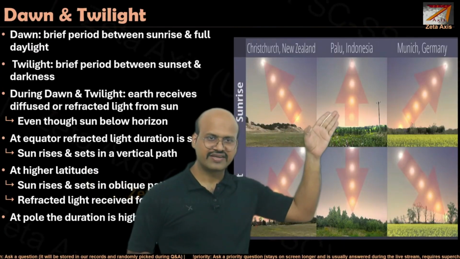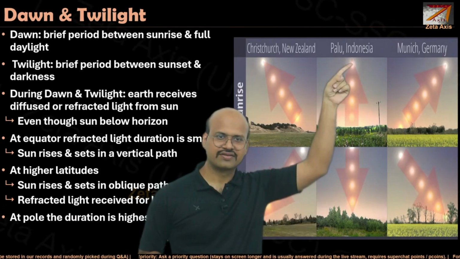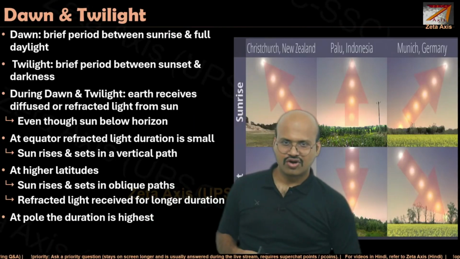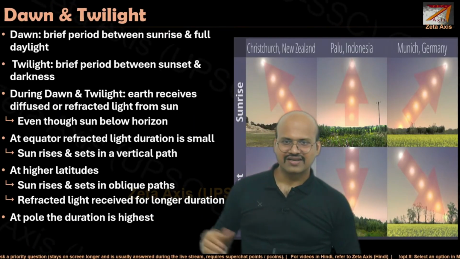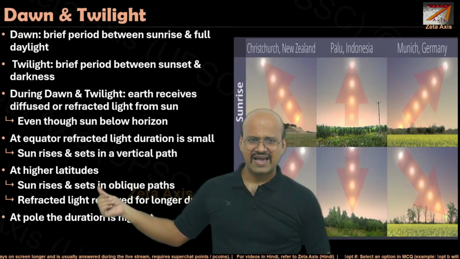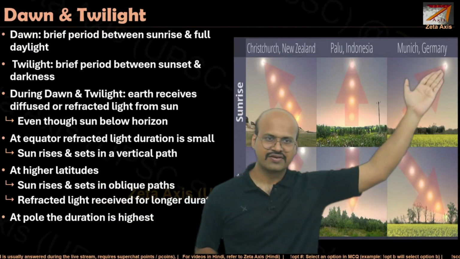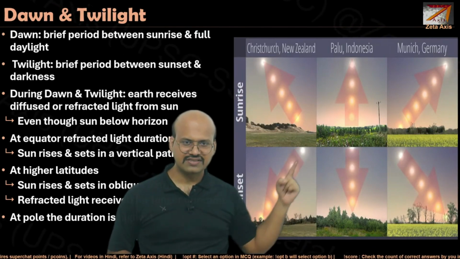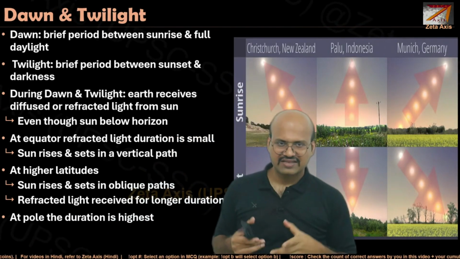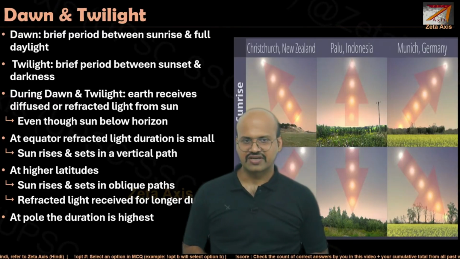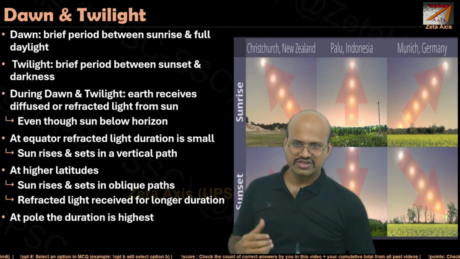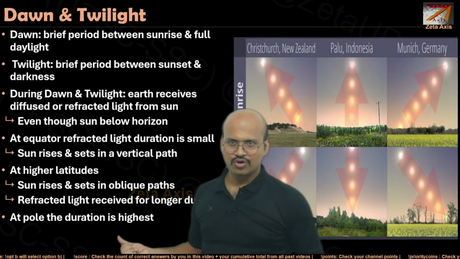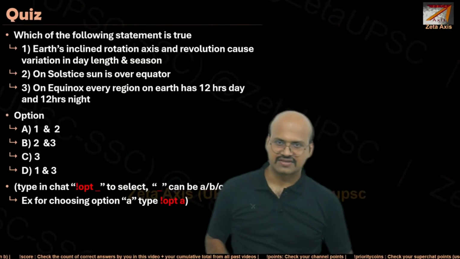So here you can see that the sun path is vertical, and therefore there is a very small gap between the sunrise and the dawn, and that is why we see that the refracted light duration is smaller. At higher latitudes, we will see that this path is much inclined. Here we can see in both the hemispheres, even the sunset is also inclined. So that is why there is a larger duration for which there is refracted light which is coming to our earth in those regions, and that is why they are slightly longer. At pole, the duration is highest. So at pole, the duration of dawn and twilight is highest.